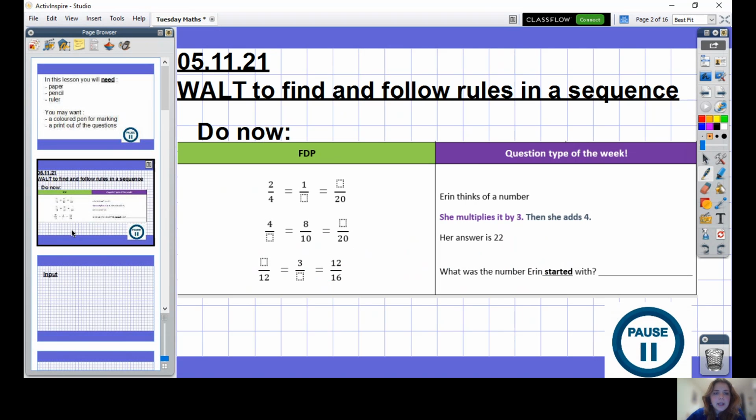The first thing that I'd like you to do is write down the date and WALT on your piece of paper. Throughout this lesson, where you see the pause button on the bottom right-hand side of the screen, I'd like you to pause the video in order to follow the instructions that I'm giving you. So the first thing you're going to do is press pause now, write the date and WALT, and have a go at solving the do now questions. Once you have finished writing the date, the WALT, and the do now questions, unpause your video and we can go through the questions together.